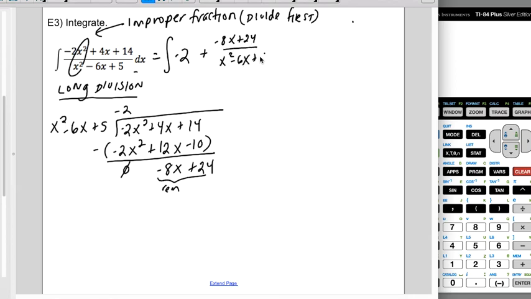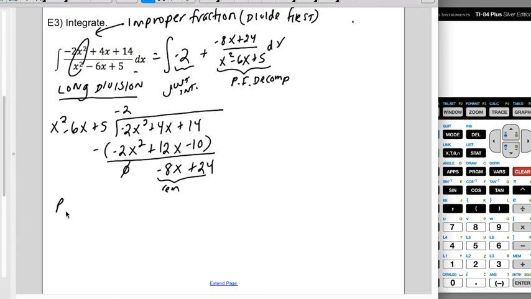So the trick here is that this piece is just going to integrate to a negative 2x. That's easy enough. Like, this is fine, right? This piece I would just integrate. But this piece is going to require partial fractions decomposition. So let's go ahead and keep doing that bit right there, okay?